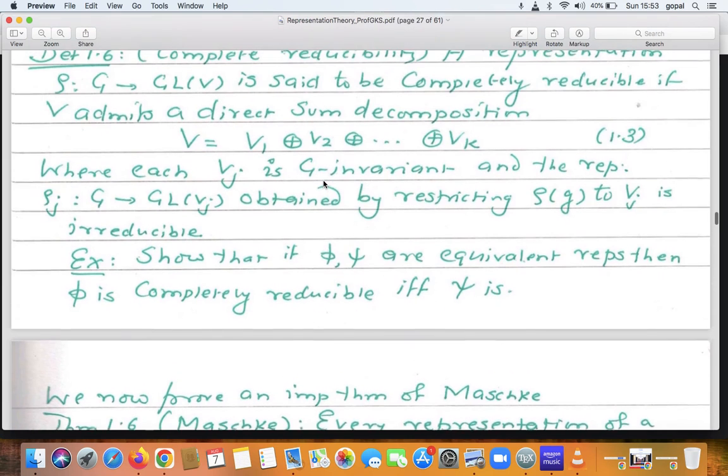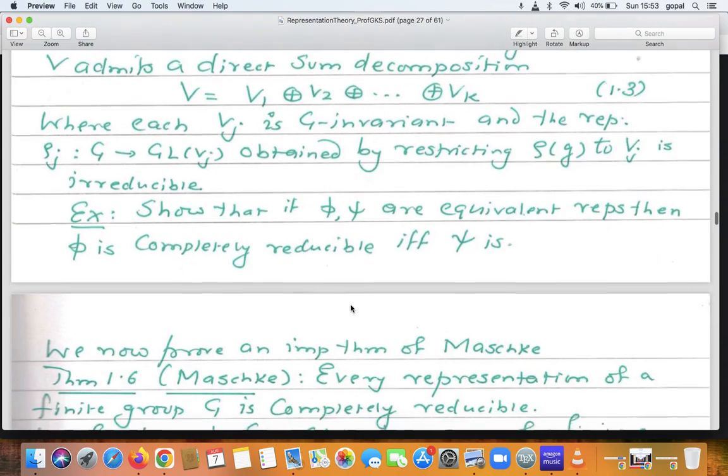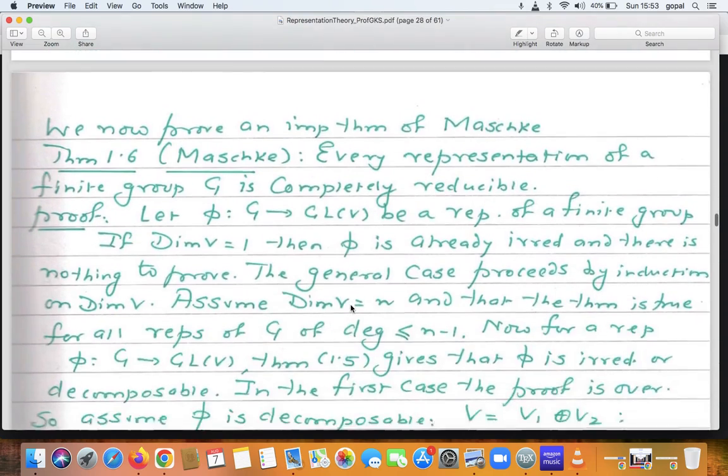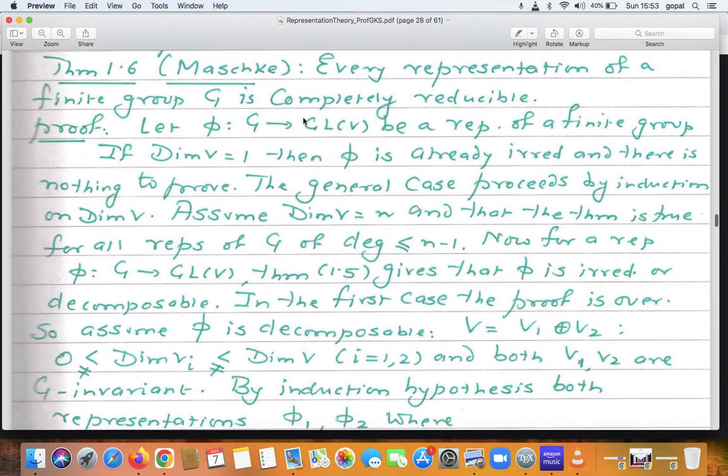Again, complete reducibility is preserved under equivalence. If you have two equivalent representations and if one of them is completely reducible, then the other one is also completely reducible. Now we have to prove a theorem, the first major theorem in this course, Maschke's theorem. Every representation of a finite group is completely reducible.